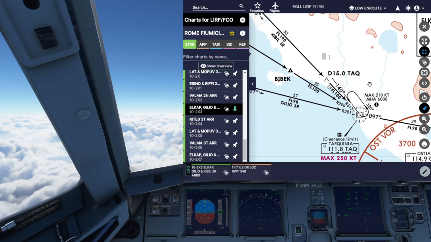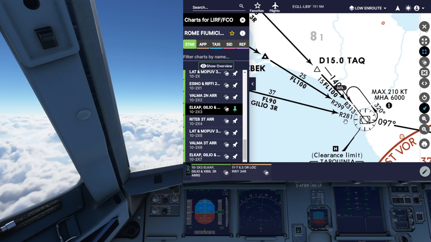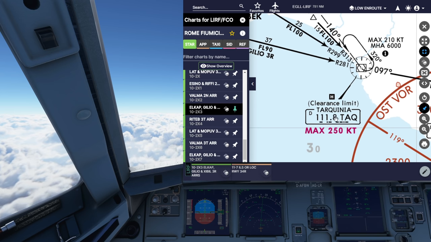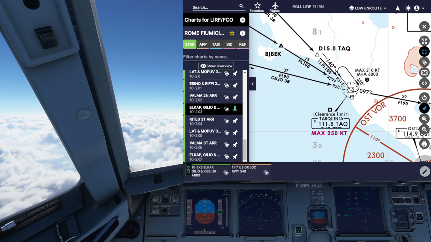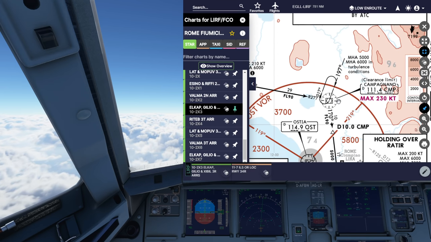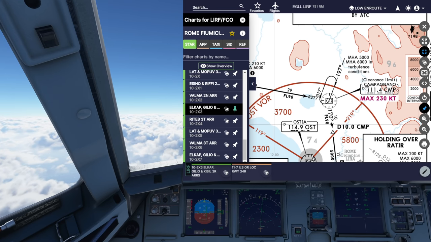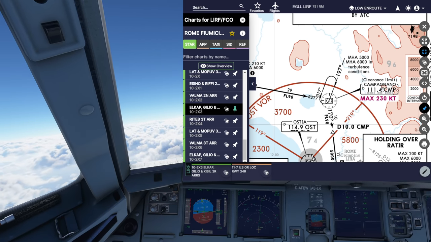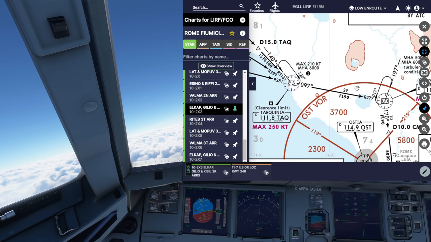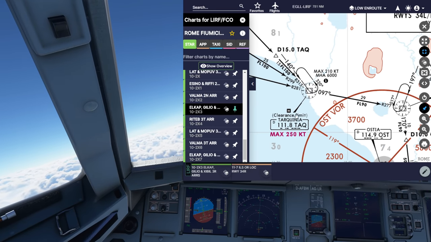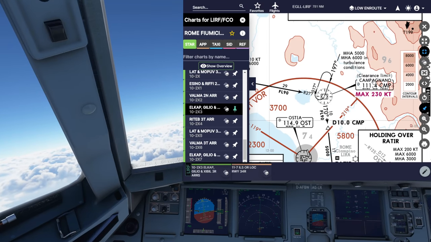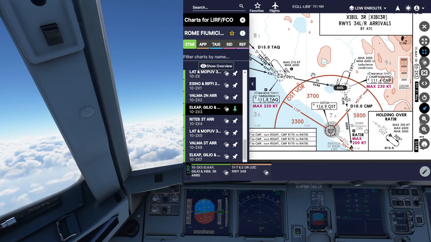Air traffic control have the option to use those. You will notice this is a clearance limit, the Tango Alpha Quebec VOR. So what does that mean? That means we can't go past it without permission from air traffic control. And there's another clearance limit here at the Campagnano VOR. So we can't go past them unless air traffic let us. Hence clearance limit and clearance limit. It's unusual to see two clearance limits on an approach, but there we go.